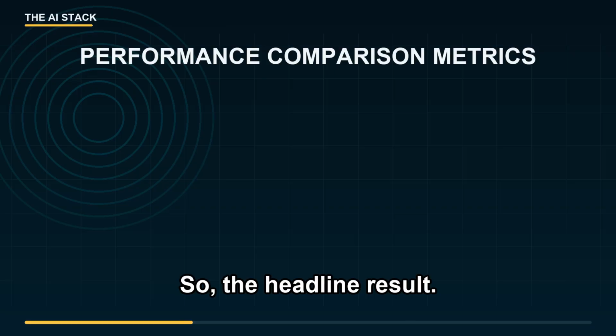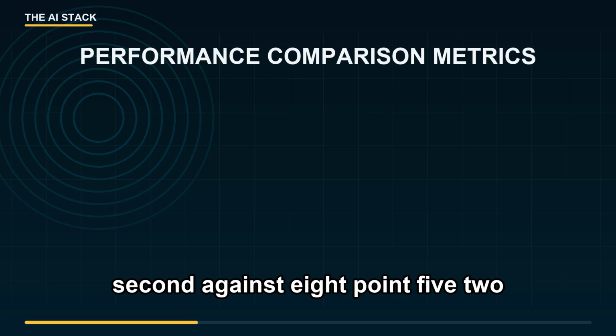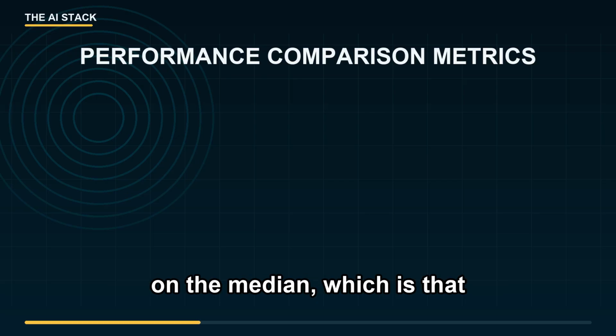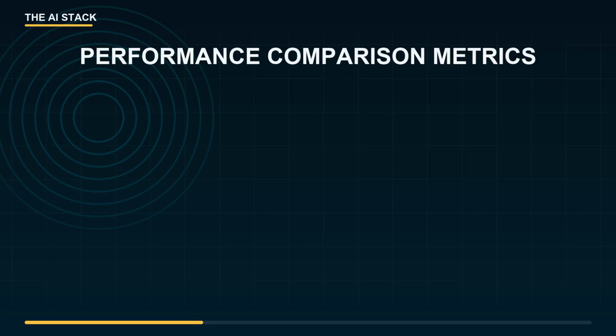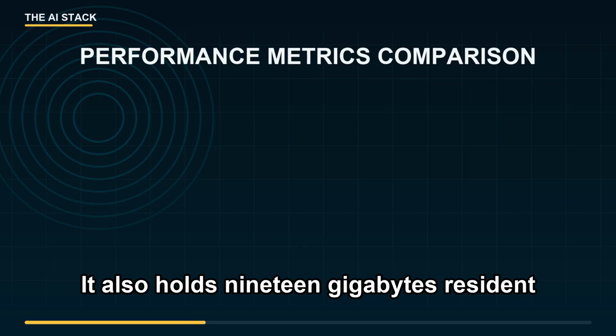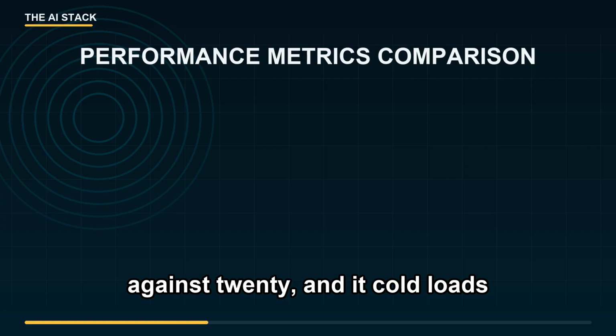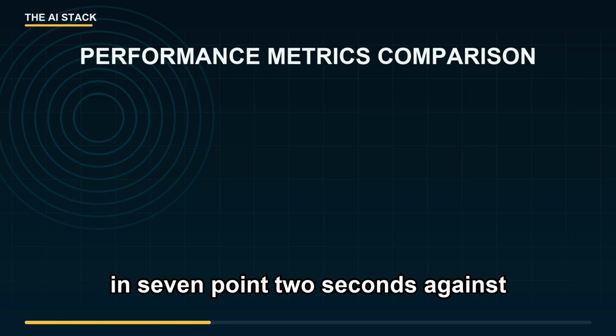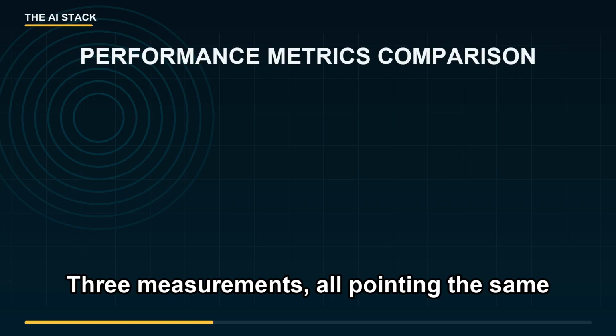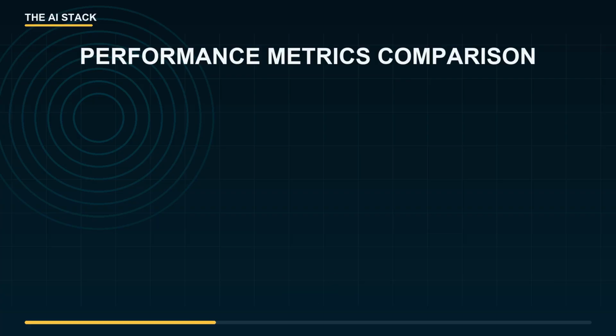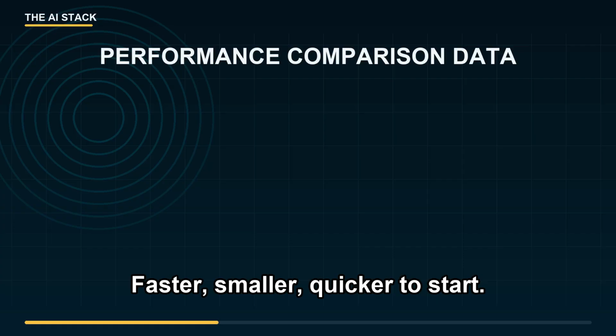So, the headline result. MLX takes it. 12.66 tokens a second against 8.52 on the median, which is 49% faster. It also holds 19 GB resident against 20, and it cold loads in 7.2 seconds against 11.8. 3 measurements all pointing the same way. Faster, smaller, quicker to start.